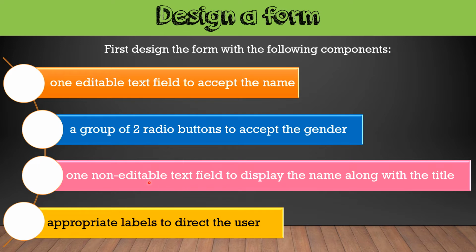And what will it display? It will display the name along with the title. Whatever name has been entered by the user in this text field which is editable, it will be displayed along with the title. And then appropriate labels to direct the user. Means we have to add the labels also, so that the user can know what he or she has to do.